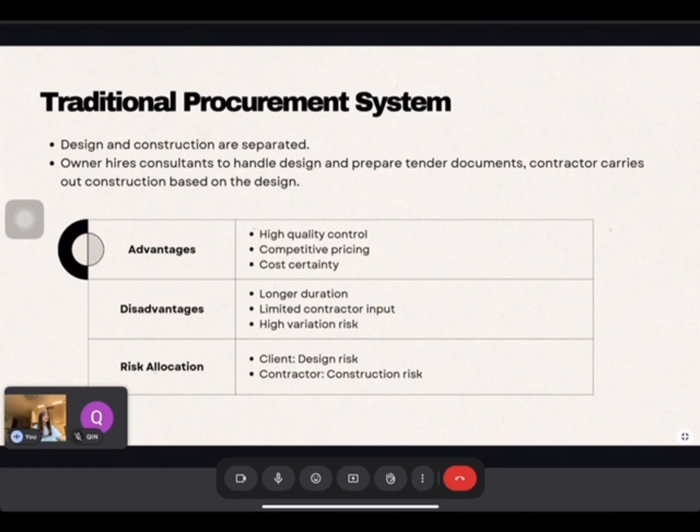In this method, the advantages include the high quality control, competitive pricing, and better cost certainty. However, the disadvantages are longer project duration and limited contractor input during the design. In terms of the risk allocation, the client takes the design risk while the contractor carries out the construction risks. This method is suitable when the design quality and cost certainty are the client priorities.